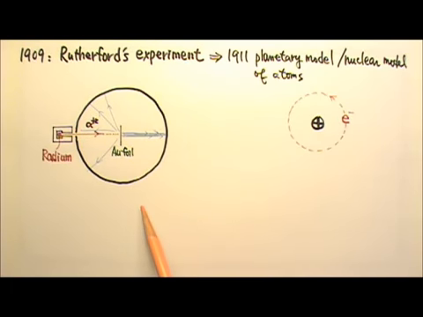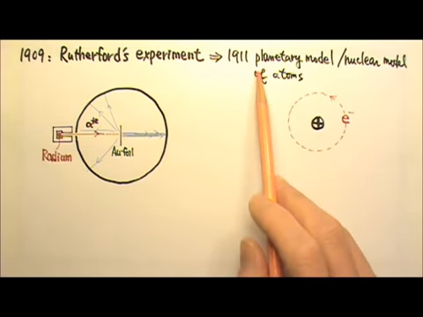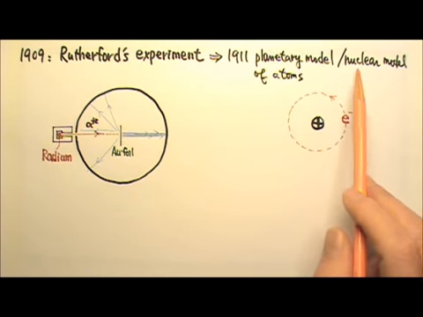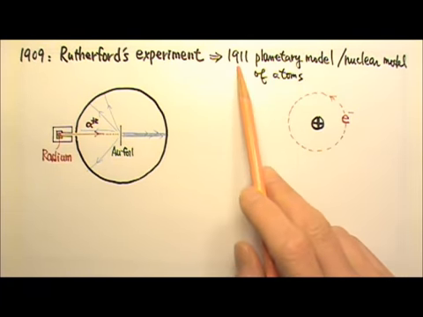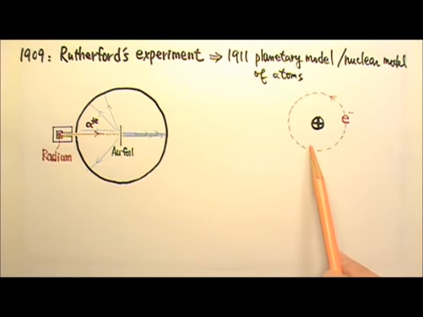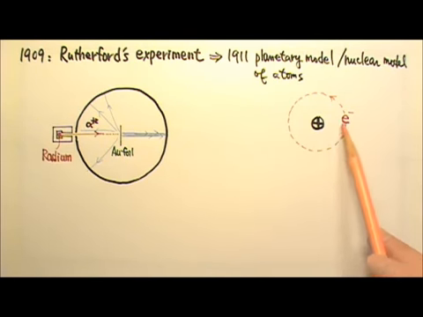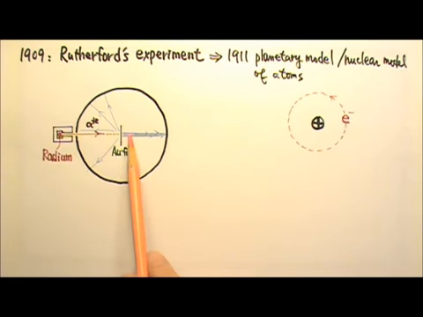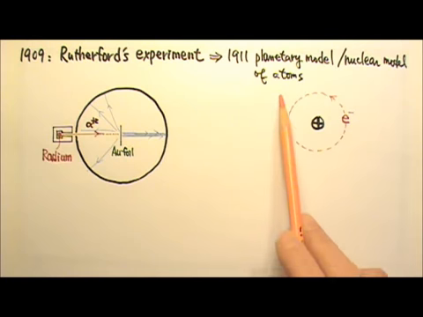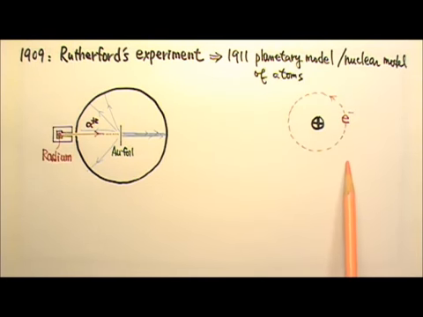These experimental results led Ernest Rutherford to publish his planetary model or nuclear model of atoms in 1911. He proposed that an atom has a structure similar to that of the solar system. The nucleus is like the sun, and the electrons orbit around the nucleus like the planet orbits around the sun. He said that because most of the alpha particles went through the foil unaffected, the atom must mostly consist of empty space, just like our solar system.